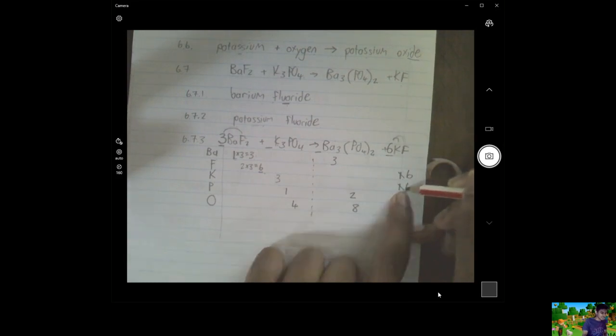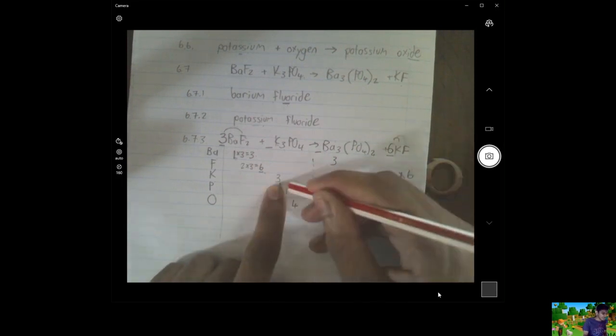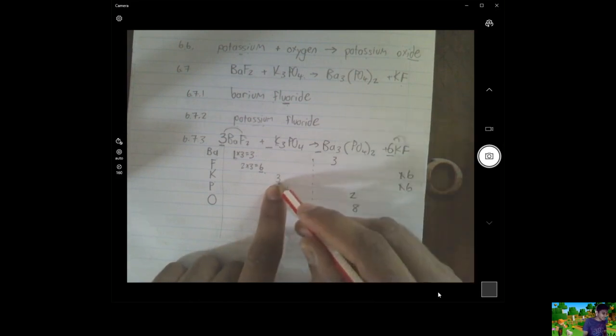And that's going to be a hint as to the next element I balance. So 6 Ks on the right, 3 on the left. To get from 3 to 6, I'm always trying to multiply by a number.